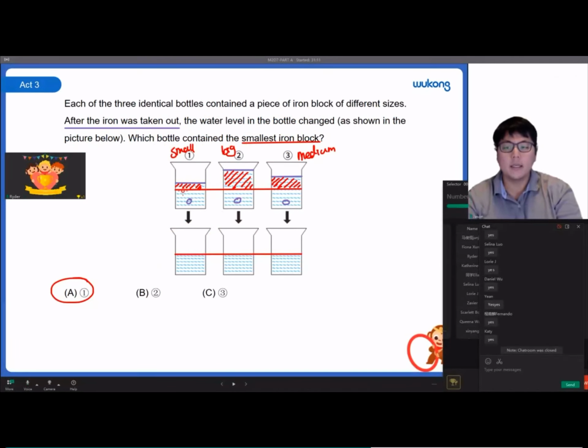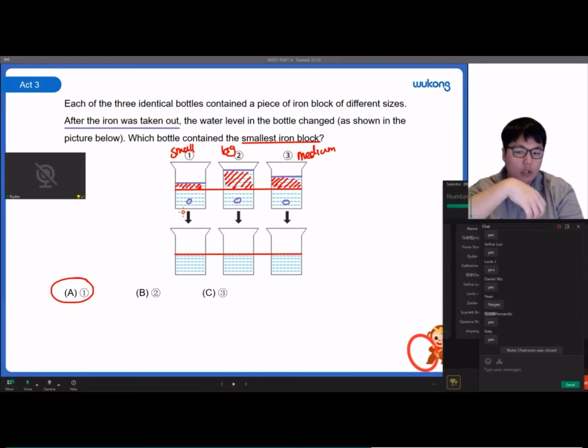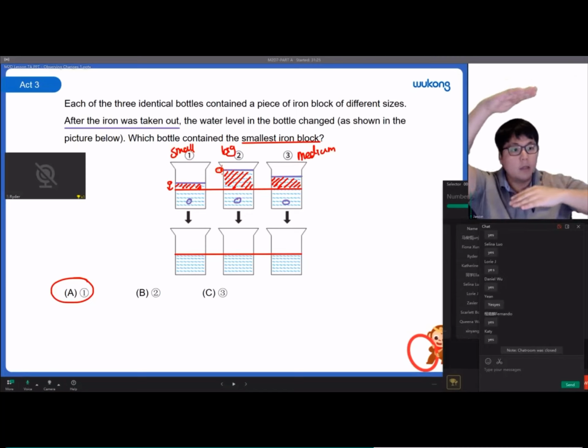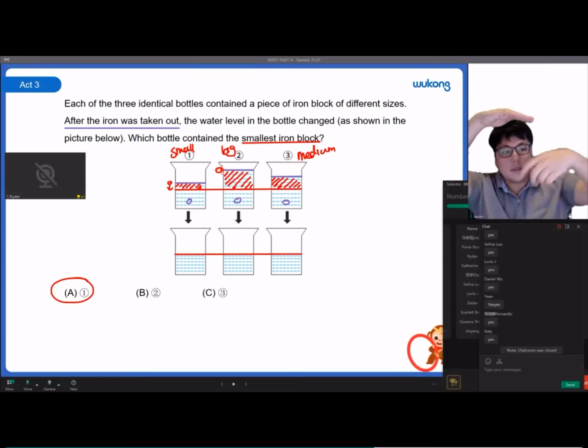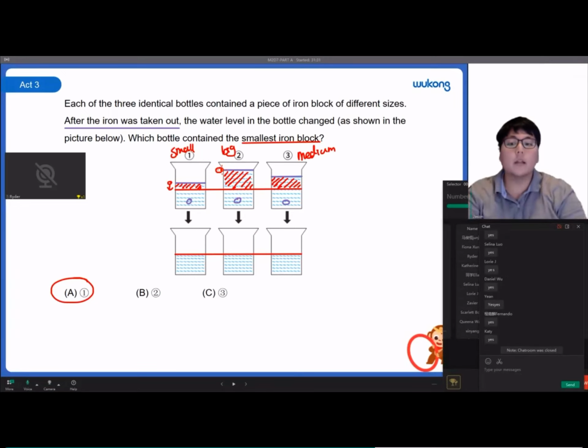So guys, if you take out a small iron piece, the water level will only go down a little bit. You can see that it was over here and went down just a little bit. Now for a big iron piece, there used to be lots of water up high. If you take out a big iron piece, it will go down very low. Okay? And for the medium piece, it'll go down a medium amount compared to the big one and the small one. Does that make sense, Ryder?